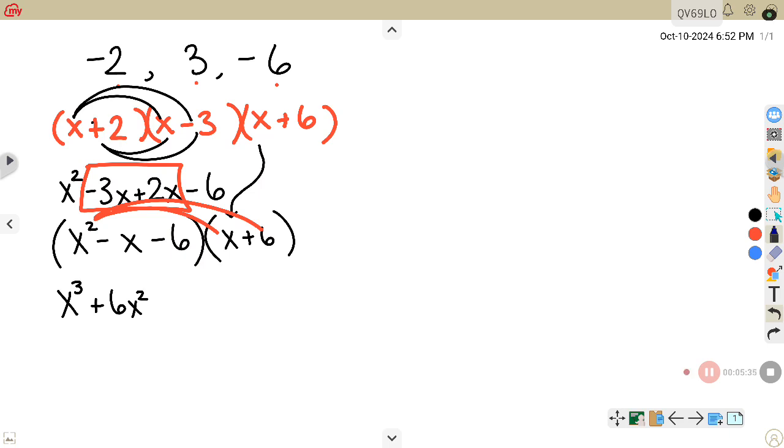Then I'll move and distribute this negative x to both of those. So I have negative x times positive x, which gives me negative x squared, and negative x times positive 6, which gives me negative 6. And then the last distributing, this negative 6 to both of those. So I have negative 6 times x.